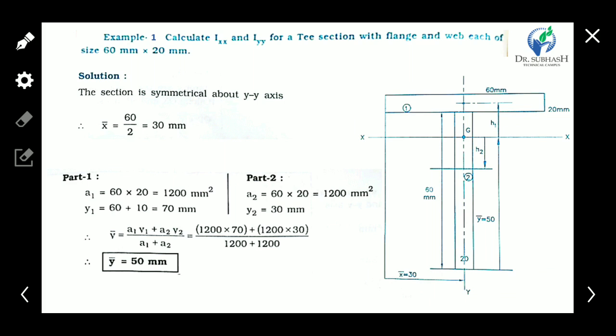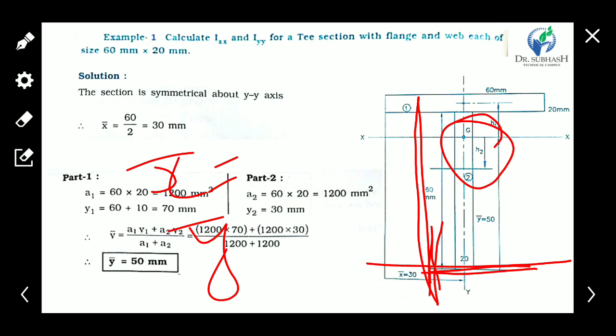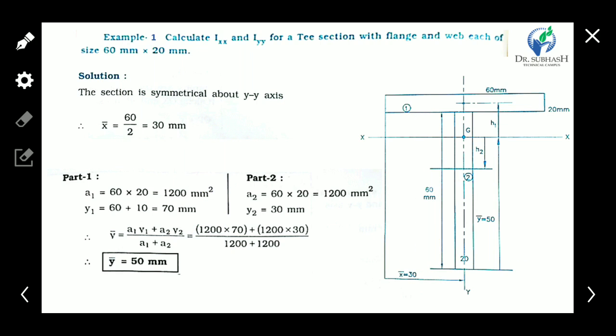So first of all we have to find the position of the CG. We have an equation to find the x bar and y bar values about the base or any reference axis. From the base, we can consider this as the vertical axis and this as the horizontal axis, and the reference point is the base of the T section.